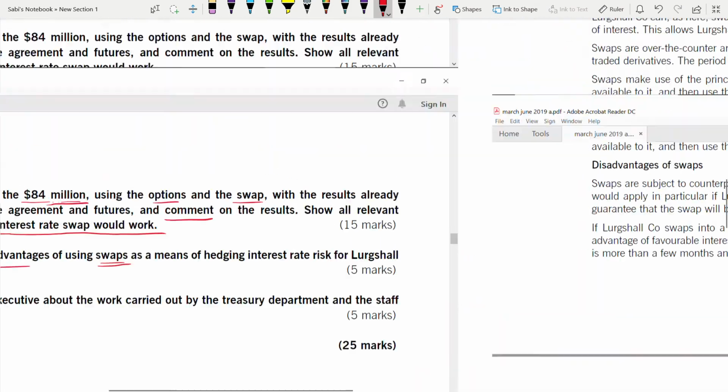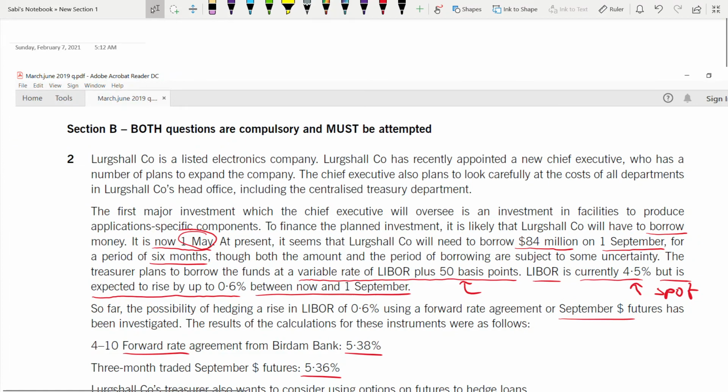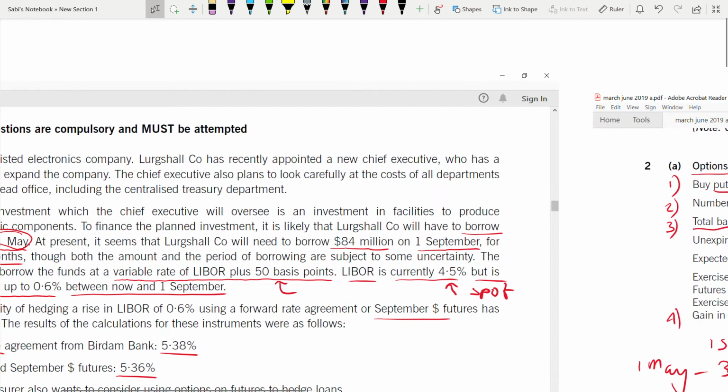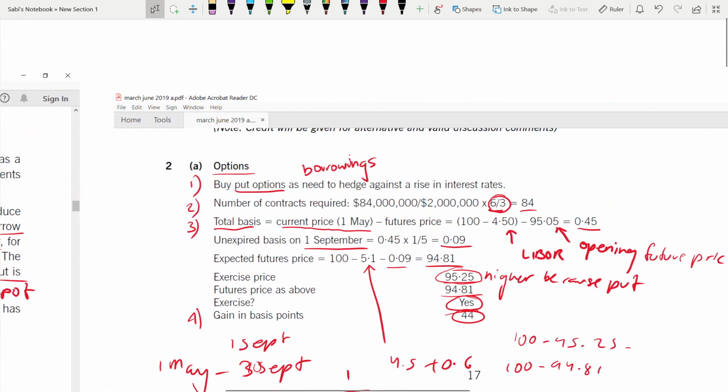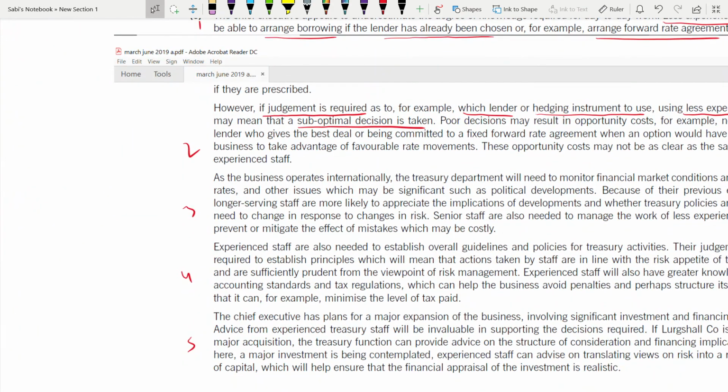Let's go to the case study and see. At the beginning itself, they have told us. Lakshal is a listed electronic company. It is not some small company. If you look at the amount they have to hedge, 84 million, you can understand the size of the company.